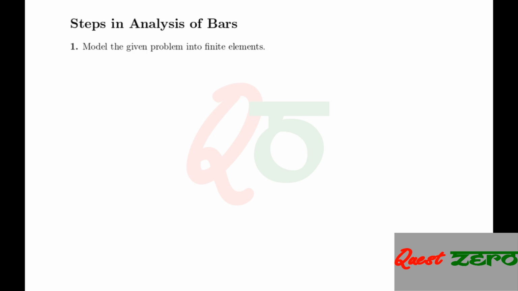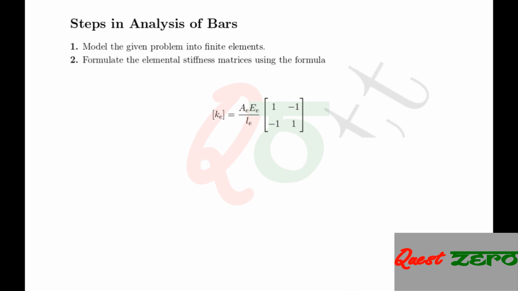Whenever a problem is given, we will first model the problem into finite elements. So this is the first basic step in any finite element analysis, wherein the given problem will be modeled as finite elements. Once we have modeled it as finite elements, since it is one dimensional, we'll consider only linear elements. We'll formulate the elemental stiffness matrix for each element that has been created.